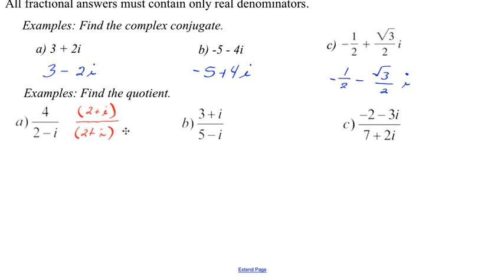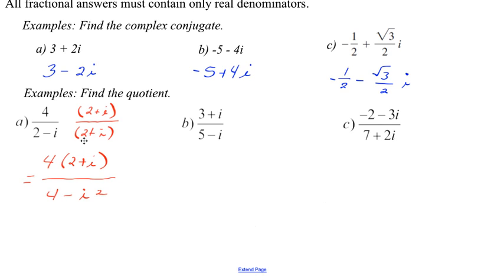So this fraction right here that I'm multiplying is the same as 1. So essentially I'm multiplying by 1. Well, in the numerator I'm not going to distribute, I'm just going to leave it there: 4 times the quantity 2 plus i. And then multiplying using FOIL in the denominator, the first terms I get 4. Now my inner and outer will always drop out. I'll get a plus 2i and a minus 2i.